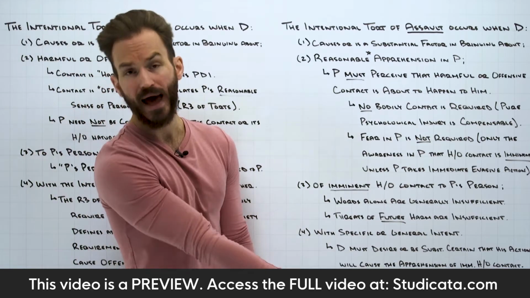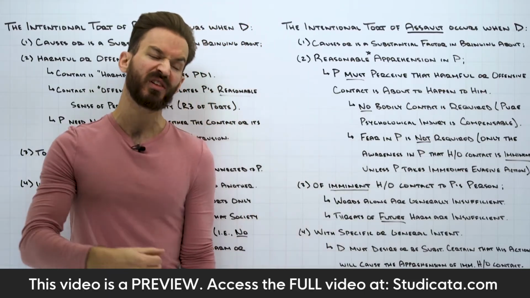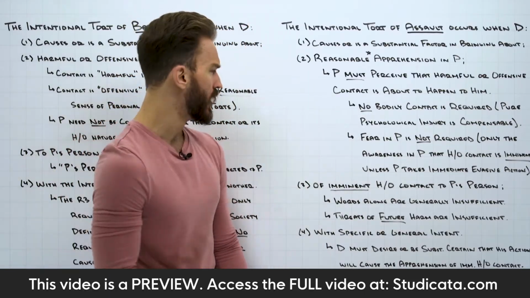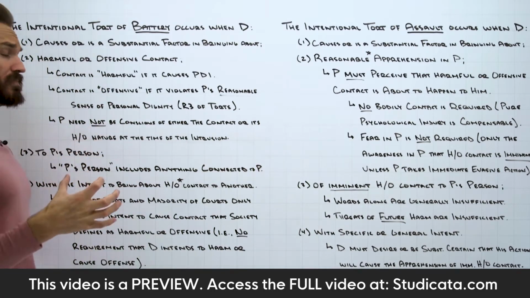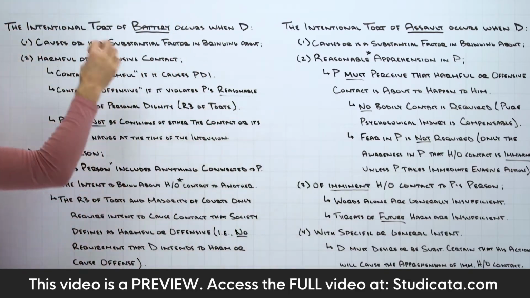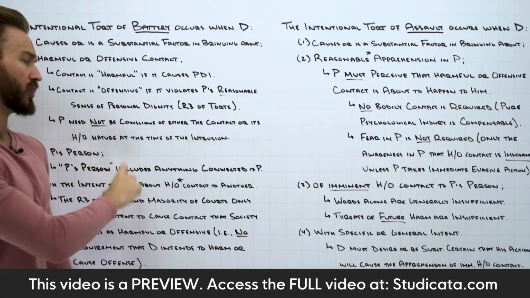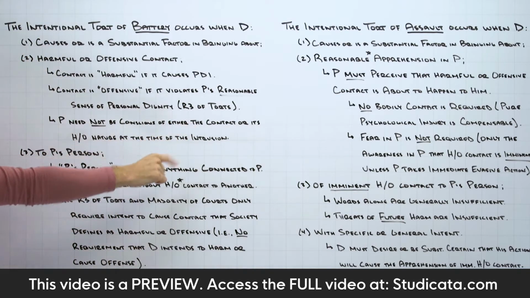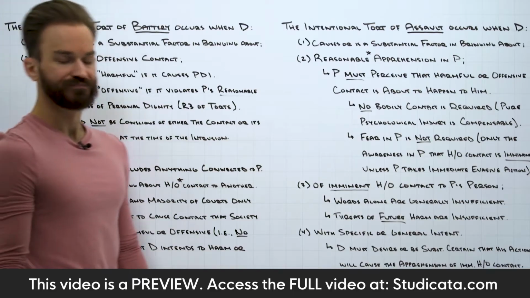So if a person is passed out on the ground and you go up and spit on that person to be really disrespectful to that person, right, that could still be considered offensive contact, even though the plaintiff in that scenario might not be aware that it's even happening. Doesn't matter. For purposes of battery, the plaintiff need not be conscious or aware of either the contact or its harmful or offensive nature at the time of the intrusion.